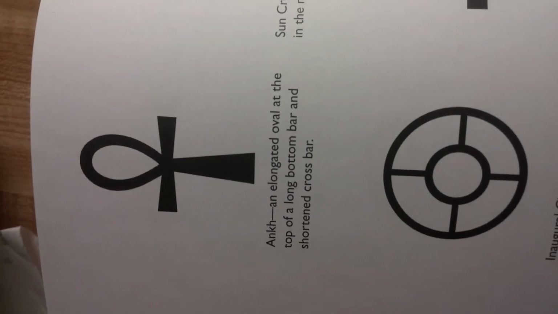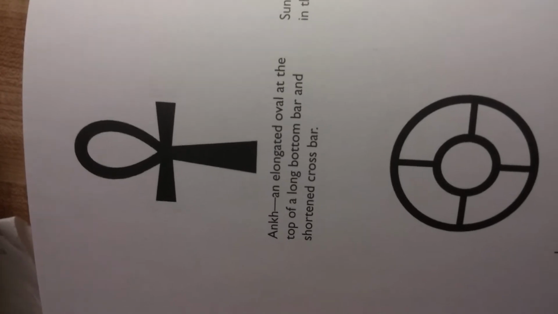This is the ANKH symbol I have in my house right here: an elongated oval at the top of a long bottom bar and a shortened crossbar. This is a book with a lot of different crosses. You have here the cross of Philip, sideways. I don't know about that one right there. The sun cross, the gamma cross, the heraldic dagger. They made the cross out of that. Then you have the button cross and the tally cross. There are so many different types of crosses, different religious symbols and what they represent.